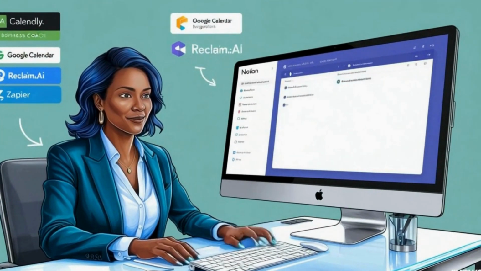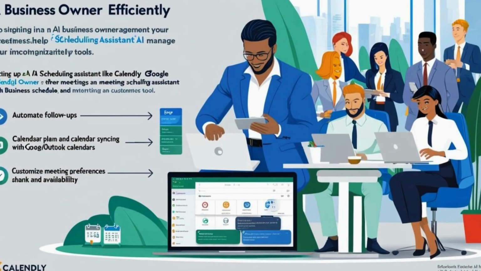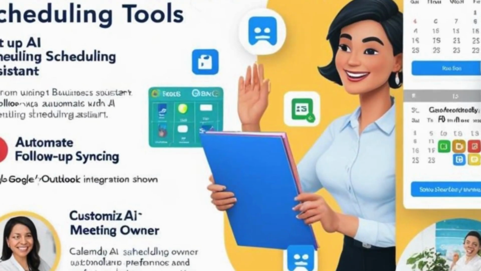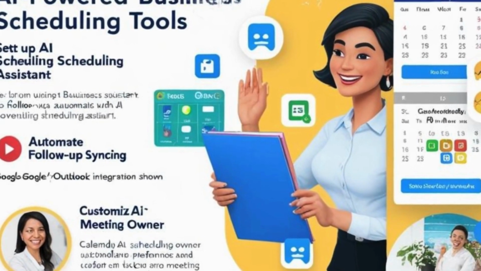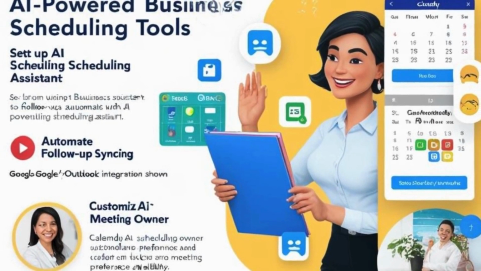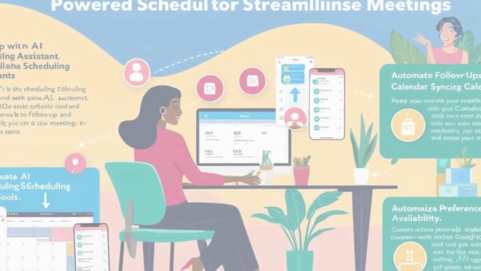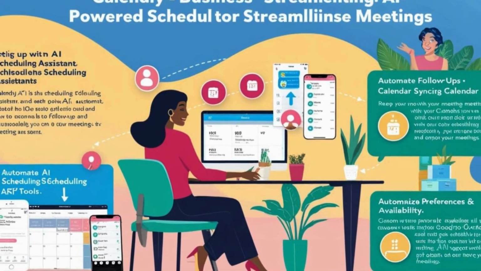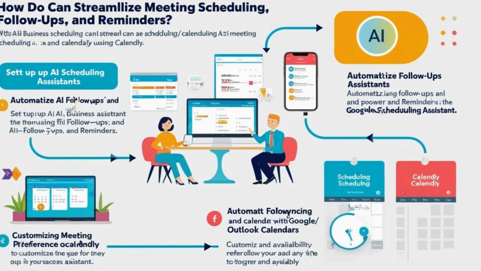decisions and to-dos. Maria, a busy business coach, uses Calendly linked to Google Calendar. Every time a client books, Reclaim automatically finds the best time, and Zapier sends a personalized follow-up. After the meeting, Notion AI summarizes key takeaways and tasks.